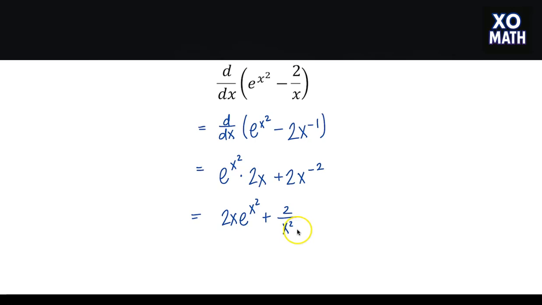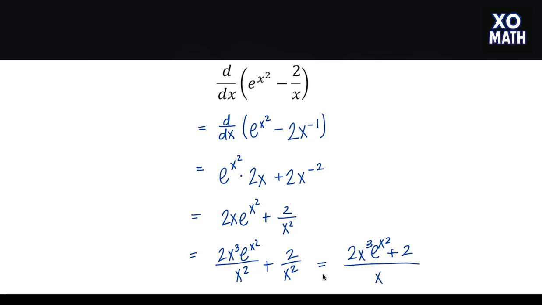And now I'm actually going to combine these together into one quotient. So I would write these with common denominators. I'd multiply the top and bottom on the left side by x squared. So I'd have 2x cubed e to the x squared over x squared plus 2 over x squared. So this x to the first became x cubed because I multiplied by an x squared. So now that these have common denominators, we can write them as one fraction. So 2x cubed e to the x squared plus 2 all over x squared.